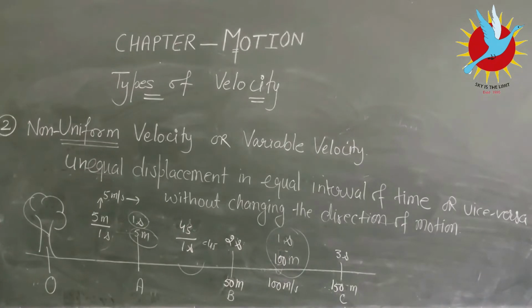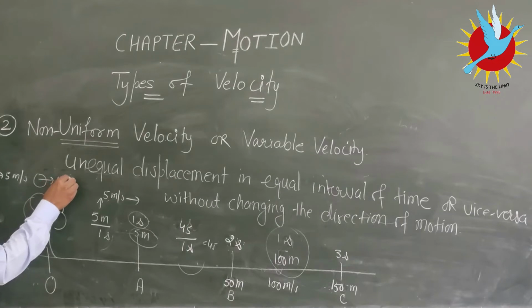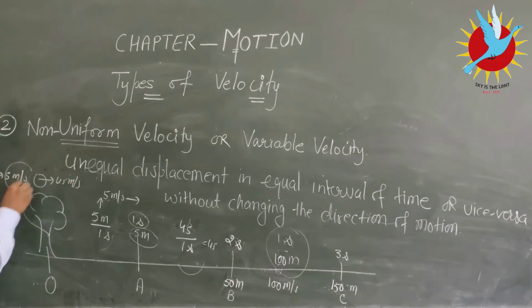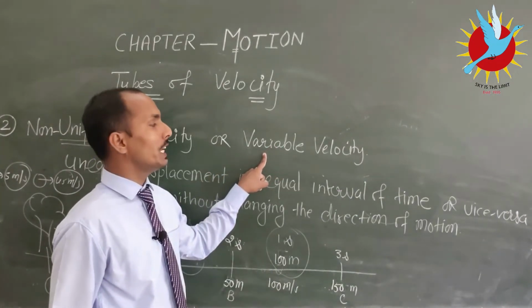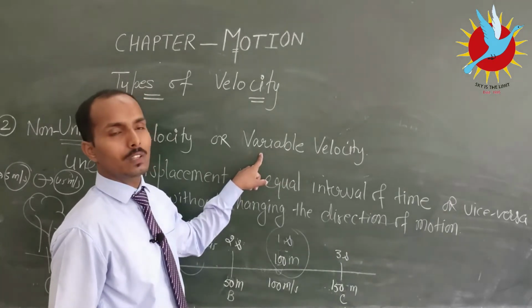So firstly the body moves at 5 meters per second along east. After that the body gains speed and the velocity becomes 45 meters per second. What happened? The magnitude has changed, which means the velocity has changed. Variable means changed velocity.